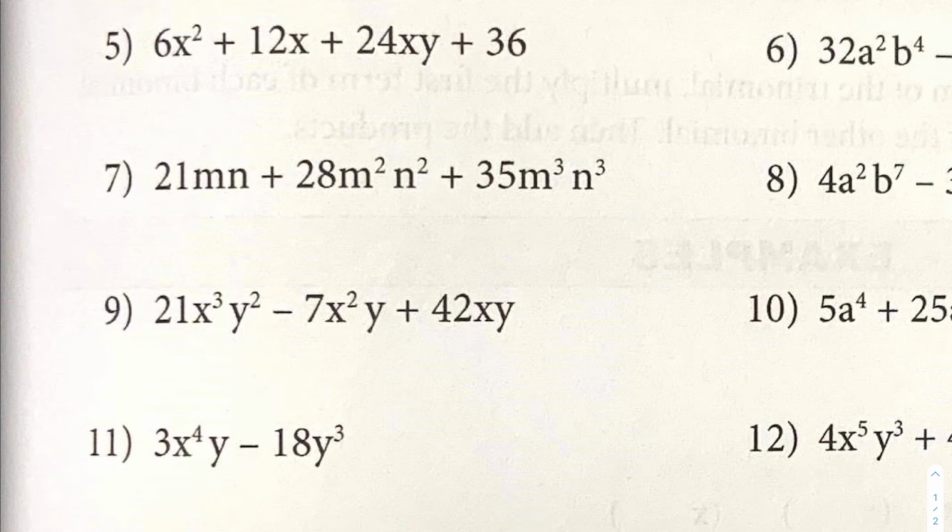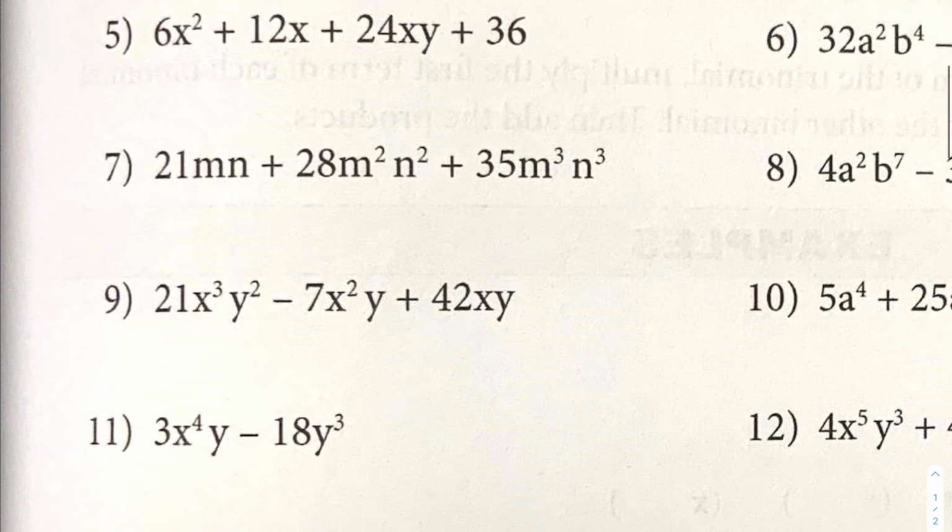I have 21mn, 28 m squared n squared, 35 m cubed n cubed. Okay, so this one has 3 m's, this has 2 m's, and this has 1 m. That means the only m I can factor out of all 3 of these is a single one that's in common to all 3. And since I have 3 terms, I'm going to draw my parentheses a bit farther apart. I don't know if I'll really need it that far, but that's just my placeholders right now.